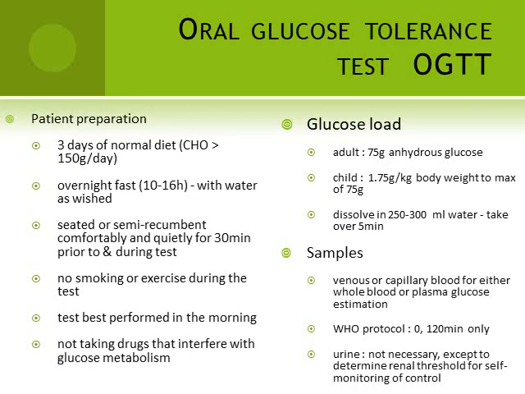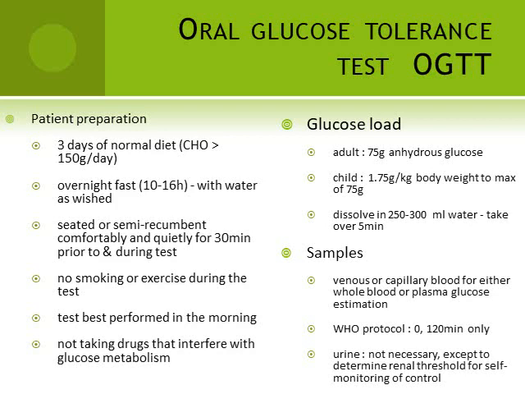What is the oral glucose tolerance test? The oral glucose tolerance test is done when casual plasma glucose is in pre-diabetes ranges. And how the patient is prepared: 3 days of normal diet, carbohydrates more than 150 gram per day. Overnight fasting is necessary, that is 10 to 16 hours, with water as wished. The person should be seated or semi-recumbent comfortably and quietly for 30 minutes prior to and during the test, and there should be no smoking or exercise during the test. The test is best performed in the morning, and the person should not be taking drugs that interfere with glucose metabolism.